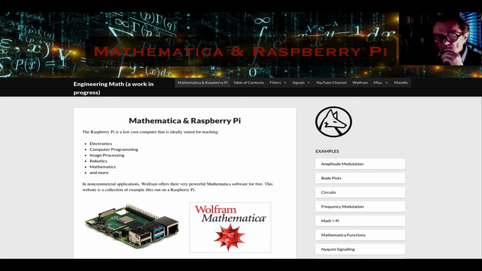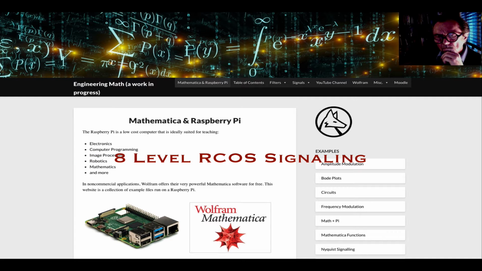Mathematica and the Raspberry Pi. 8-level raised cosine signaling.